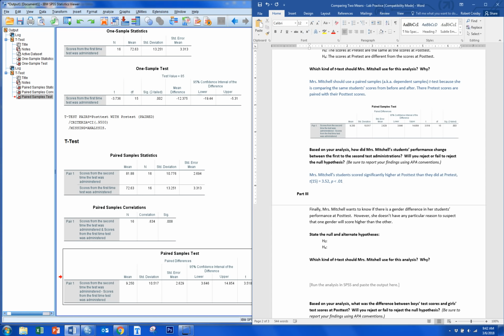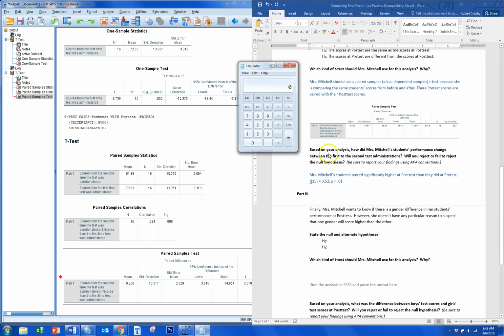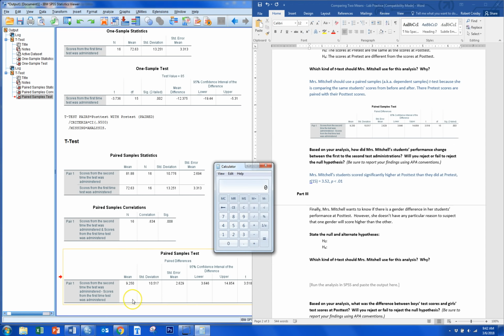Should we calculate the effect size? Why not? So we're going to look at the difference between the means, which is 9.25, divided by the standard deviation, which is 10.517, which gives us an effect size, we'll round it to the hundredths place again, of 0.88.